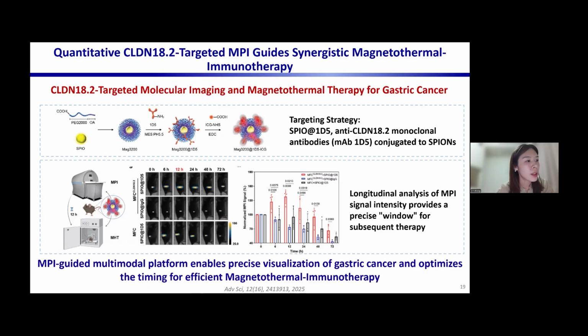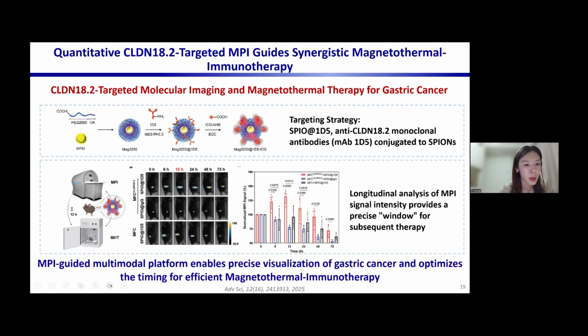And here is another example of our work in tumor imaging. For this study, we focused on gastric cancer, and we targeted a crucial therapeutic biomarker, Claudin 18.2. Again, for the tracers, we screened and synthesized a high affinity peptide specific to Claudin 18.2, and then functionalized it onto the surface of our nanoparticles.